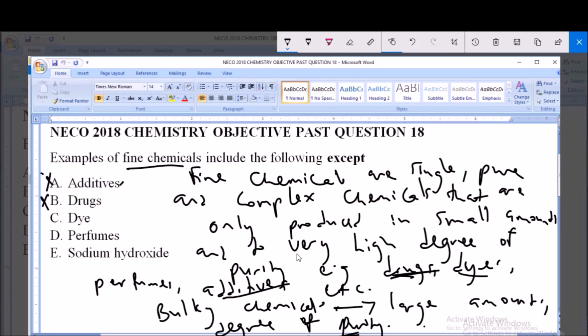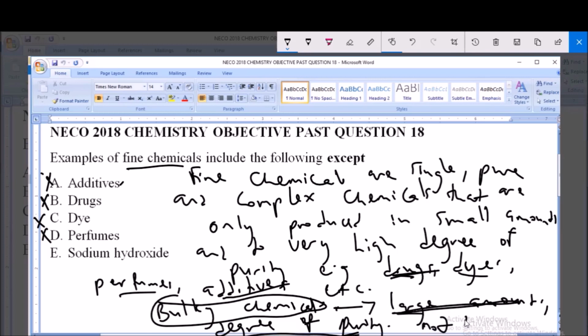We also listed dyes, so it's out. We listed perfumes, that is also out. Now, sodium hydroxide is an example of a bulky chemical because it is produced by chemical industries in very large amounts and the degree of purity is not emphasized. So sodium hydroxide is not an example of a fine chemical. It is a bulky chemical and hence the answer to this question.